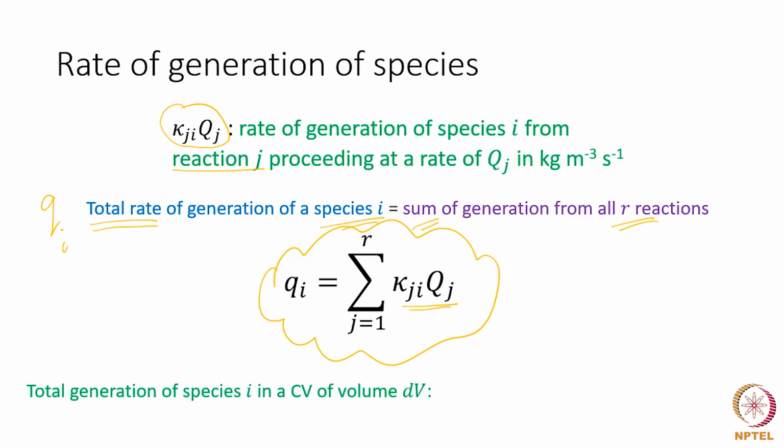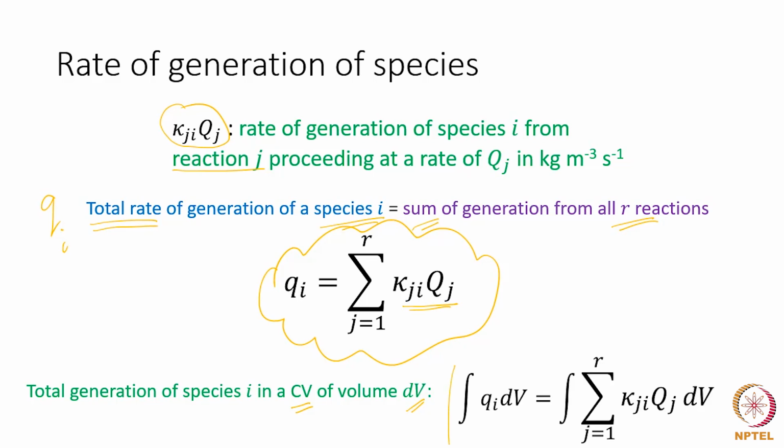Okay, and if this was a rate of generation of species I per unit volume, and the control volume approach we are taking for the derivation has a volume dV, it implies that when we multiply the volume of the control volume with the rate of generation, we get the increase in the mass of the species I per unit time, and that is what we write by this equation. So we write integral of qi dV. This is the rate of increase of mass of species I in the control volume, and on the right hand side we expand it.